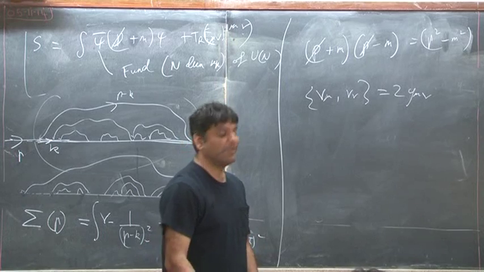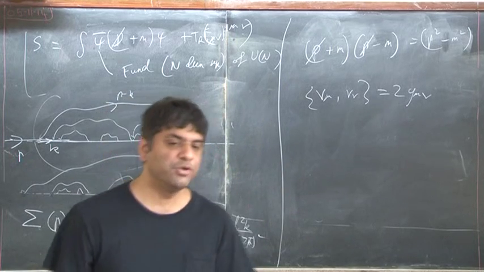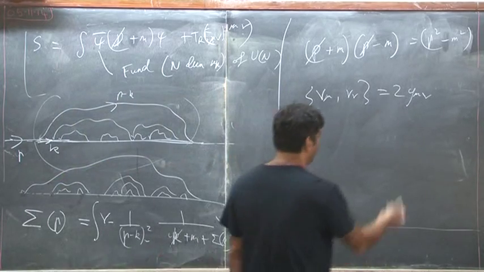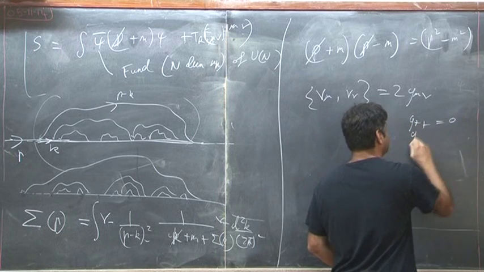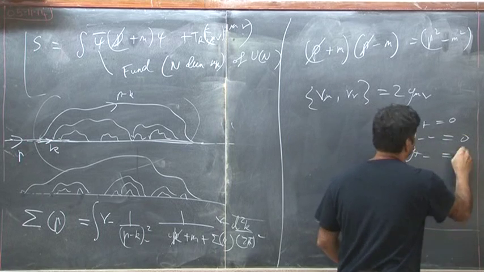Now you can do it by making the change of basis. But the simplest way is to just use what g mu nu is in the plus-minus basis. In the plus-minus basis, the metric g plus plus is equal to 0, g minus minus is equal to 0, g plus minus is equal to 1.